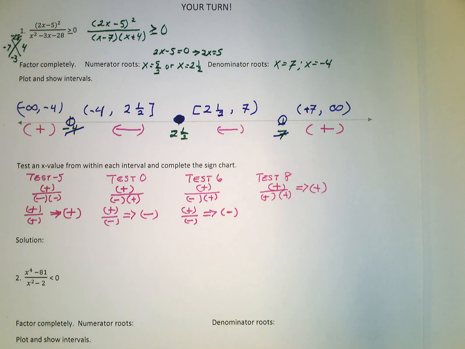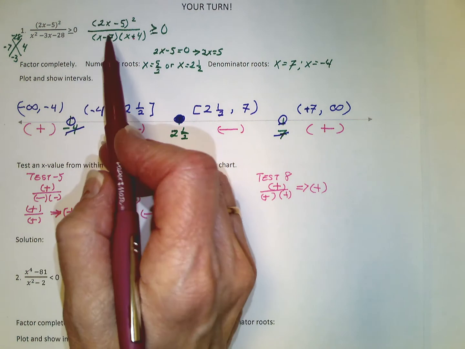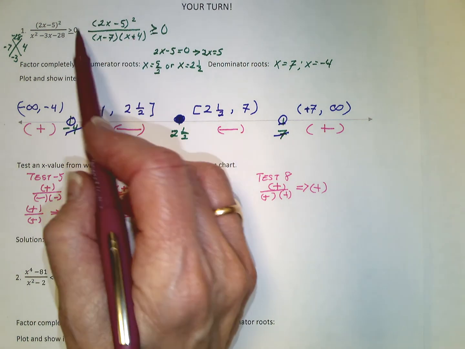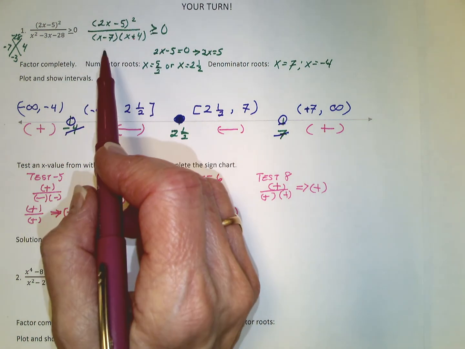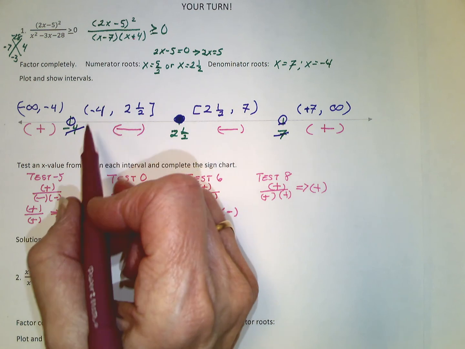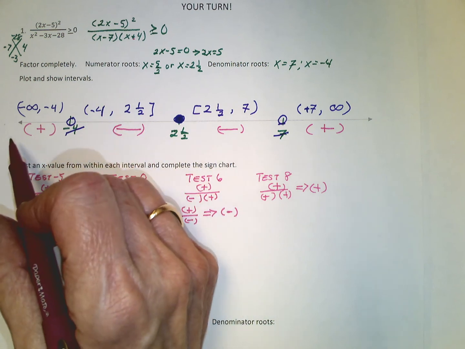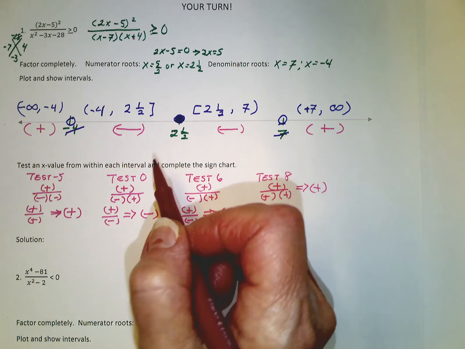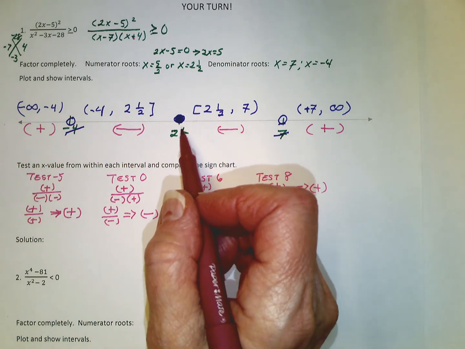For the solution, we're going to look back to the original. We want to know when this fraction is greater than or equal to 0. So we want any place where the fraction came out positive and any place where the fraction came out exactly 0.